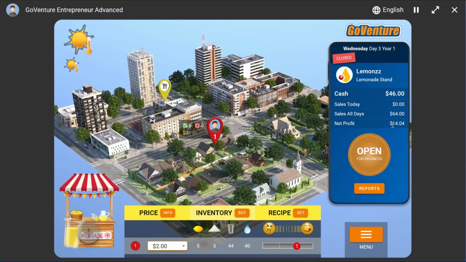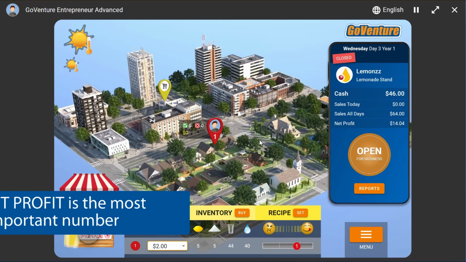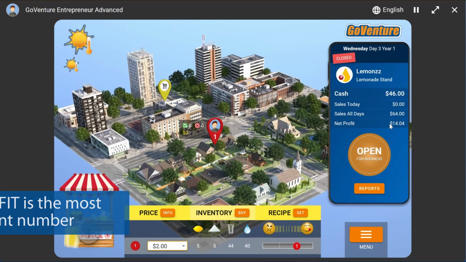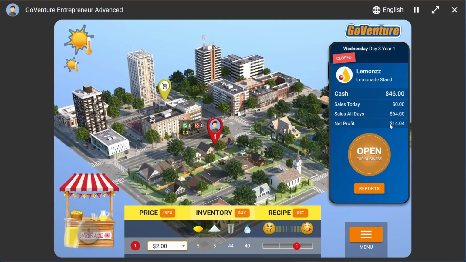And we can see our net profit for the 2 days was $14.04. And that's essentially the money that's left over for us because we're the only one running this business. We have no employees. We have no other expenses in this simple business. So our earnings, we can take home $14. Now, keep in mind, we started with $100, and we only have $46. So technically, we have not made money yet.